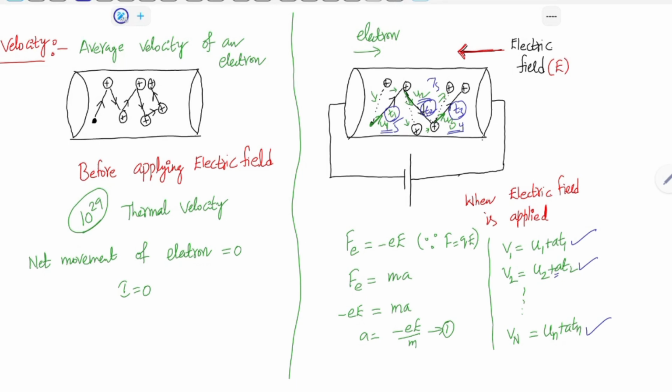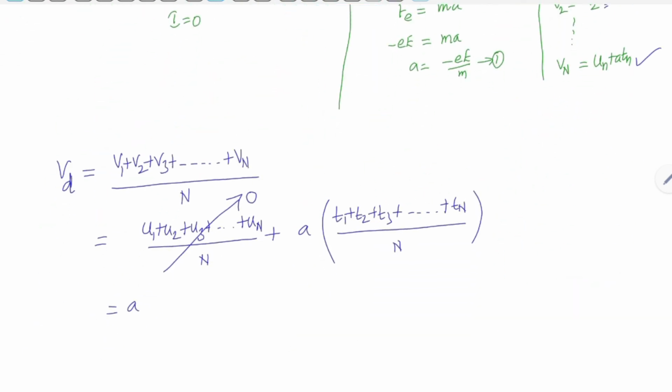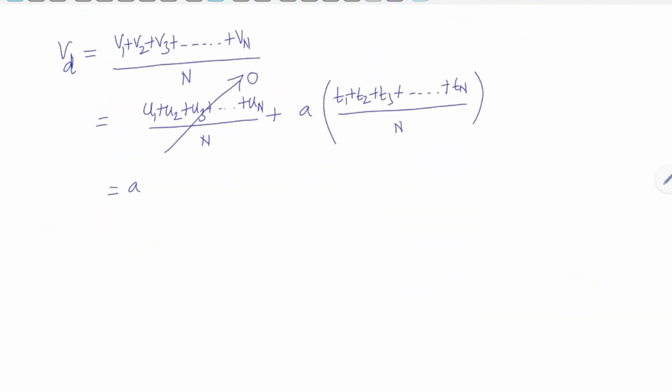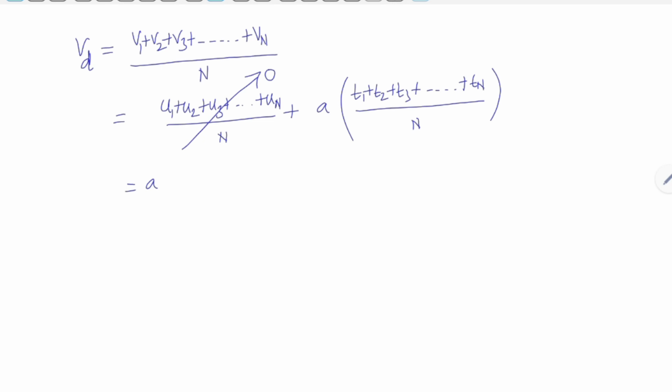When you add all those times and take the average, you will get the time between any two successive collisions. We call this time the relaxation time. The time spent by an electron between any two successive collisions is called the relaxation time, and it is nothing but the average of all the times taken for n number of collisions. So in place of this entire term, we can substitute tau, because tau is nothing but the relaxation time here.